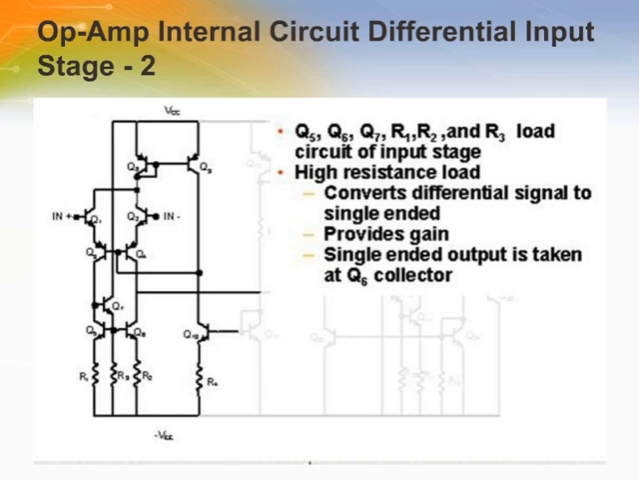Q5, Q6, and Q7, along with the resistors R1, R2, and R3, form the load circuit on the input stage. This is a high impedance load, and this load converts the differential signal of the input transistors into a single-ended signal at Q6's collector. The single-ended signal is then delivered to the second stage of the amplifier, which is the gain stage.